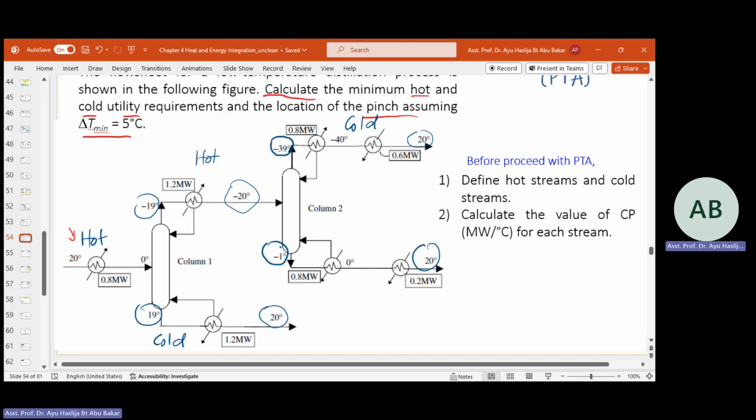Abdul Aziz, this stream is hot or cold? -1 to 20. Cold. Why do you say cold? Increase temperature. So this is cold. Now, how many streams we have? Total stream that need to do the heat integration.